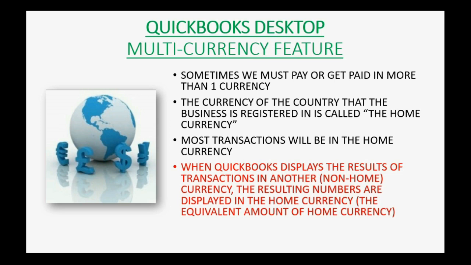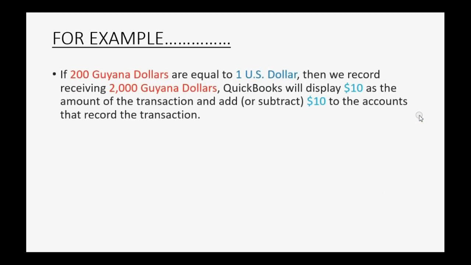When QuickBooks displays the results of transactions in another non-home currency, the resulting numbers are displayed in the home currency. That means the equivalent amount in the home currency is what QuickBooks will display. For example, let's imagine that 200 Guyana dollars are equal to 1 US dollar. Then we record receiving 2,000 Guyana dollars. QuickBooks will display $10 as the amount of the transaction and add or subtract $10 to the accounts to record that transaction and adjust the account balance by that amount.